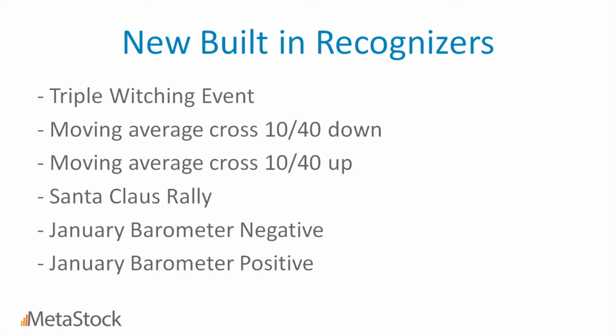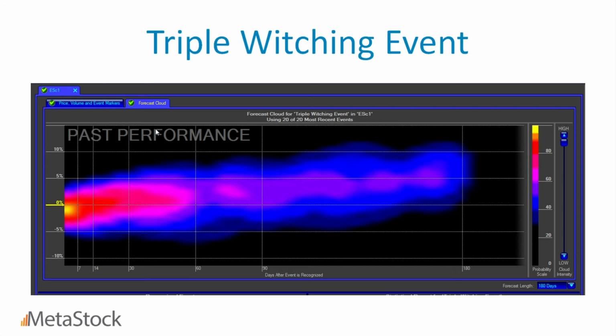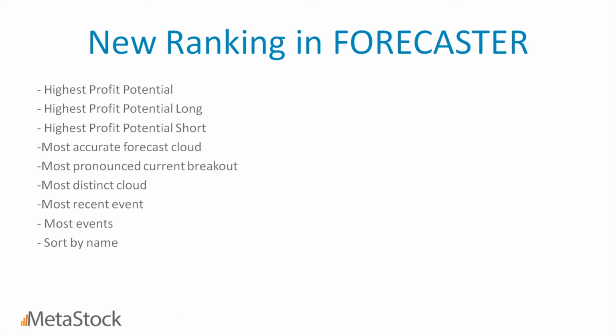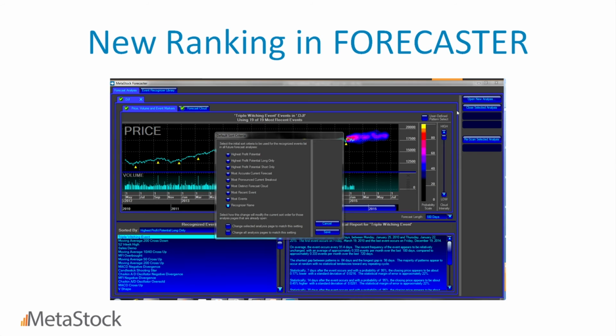We've added some event recognizers, and we also have the ability to rank them. Here's a list of the new recognizers that we've put in: the January positive and negative barometers, the Santa Claus rally, some moving average crossovers, and the triple witching event. And this is the way that the triple witching event looks on a chart, which is pretty cool. We also have the ability now to rank based on quite a few different criteria in the forecaster, so now you can find the clouds that are more meaningful for you in a very specific manner.